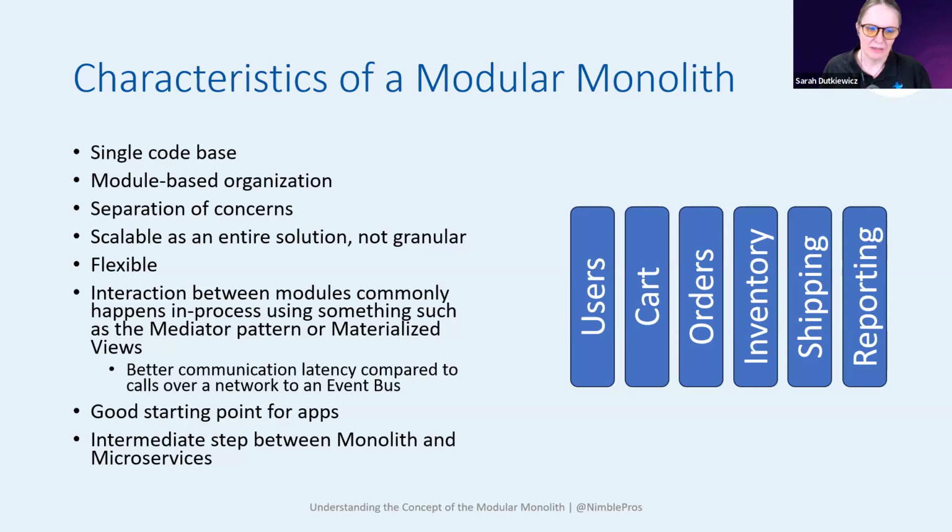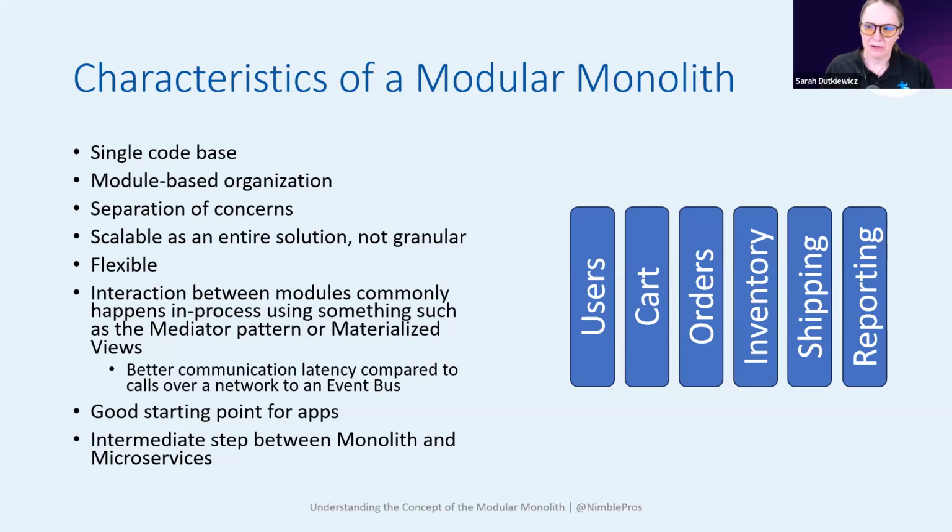There's some flexibility in there. Now, when you're talking about a modular monolith versus microservices, with microservices, if you remember, those were individual services talking to an event bus. When you're dealing with the modular monolith, you may not have to deal with that kind of grandiose scale. You can deal with talking with things in process. When you're dealing with things in process, you're not dealing with calls over the network. You can use patterns like the mediator pattern and materialized views.